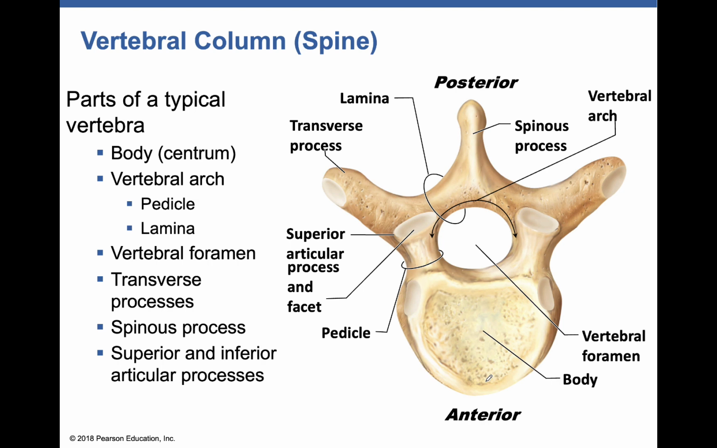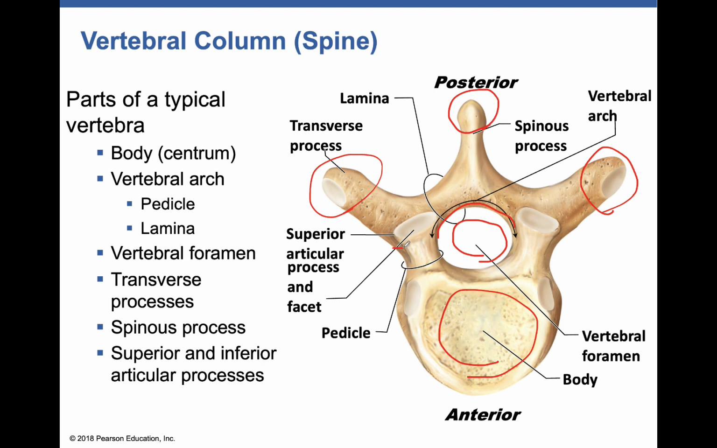Now, typical parts of all vertebrae, no matter what section they're in, include the body, the vertebral arch, and vertebral foramen. I have this opening here, which is the foramen, and this curvature here, which is the arch. The transverse processes are the ones that stick out to the sides.